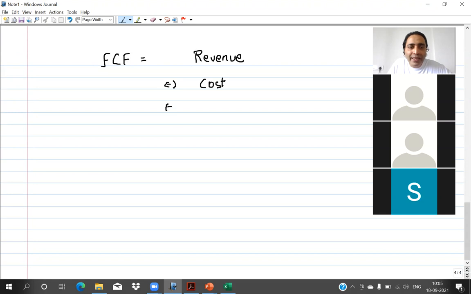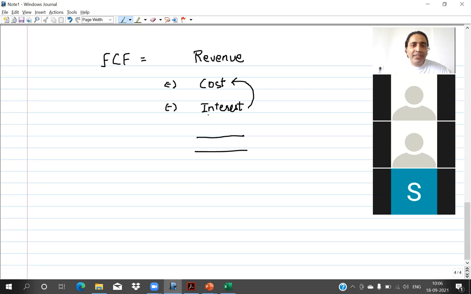Should I also deduct interest? Kya interest ka deduction karna zaruri hai? Should interest also be considered as a cost? Kya is cost mein interest bhi hona zaruri hai to find the free cash flow? Very important question in front of a finance student.